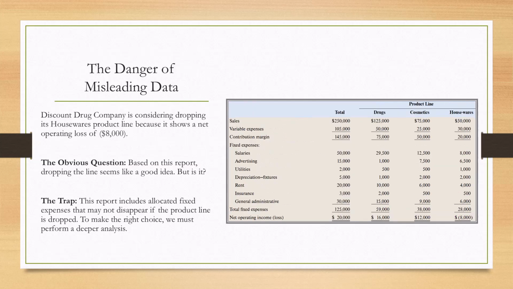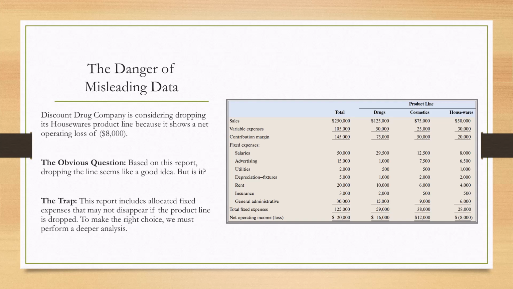That first case was fairly straightforward, but now let's move to a more complex choice. Discount Drug Company is considering dropping its housewares product line, and as you can see from their segmented income statement, the line appears to be showing a net operating loss of $8,000. This leads to an obvious question. Based on this report, dropping the line seems like a good idea, doesn't it?